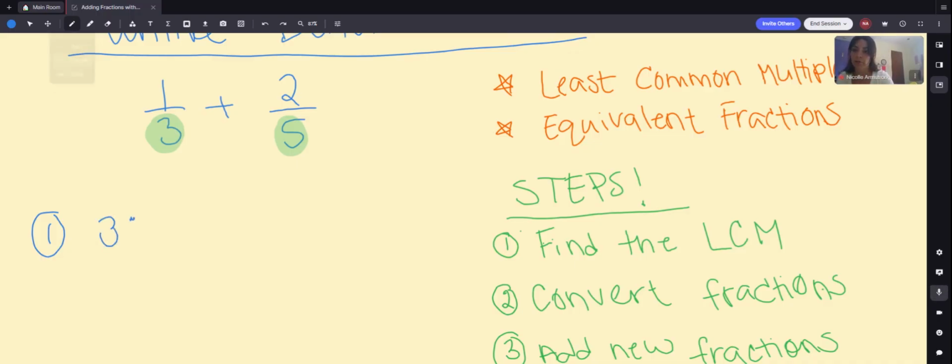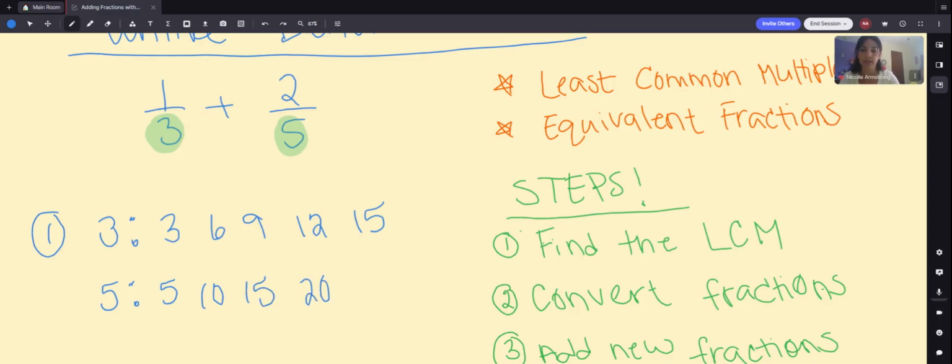Multiples are, in other words, skip counting. So we're going to skip count 3 and skip count 5 to find a least common multiple. Skip counting 3, we have 3, 6, 9, 12, and 15. I usually like to stop at the 5th multiple and continue if necessary. So the multiples of 5 are 5, 10, 15, 20, and 25. Now, least common multiple means to find the smallest number that they have in common. In this case, that least common multiple is 15.